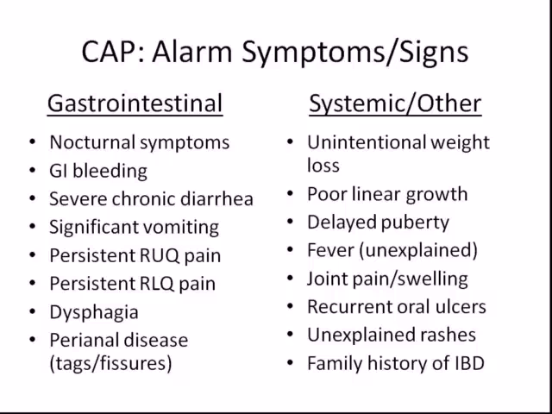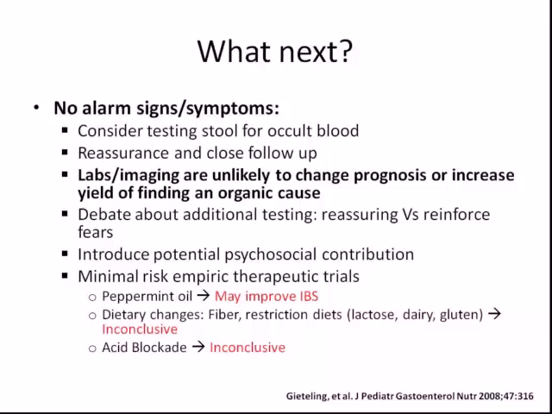Systemic signs and symptoms, as well as issues with family history, include unintentional weight loss, poor linear growth or decelerated linear growth, delayed puberty, unexplained fever, joint pain and swelling, recurrent oral ulceration, unexplained rashes, and a family history of inflammatory bowel disease. So what do you do next?